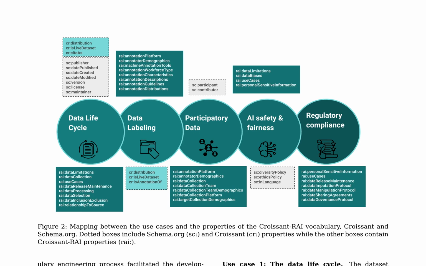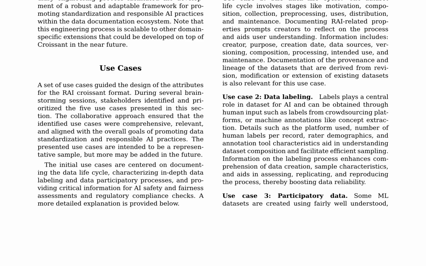The Croissant-RAI vocabulary is a novel approach to annotating AI datasets, focusing on ethical and societal implications of data collection, processing, and utilization. It provides a comprehensive framework for describing datasets in a structured and standardized manner, encompassing various aspects such as data limitations, biases, manipulation protocols, and annotator demographics.